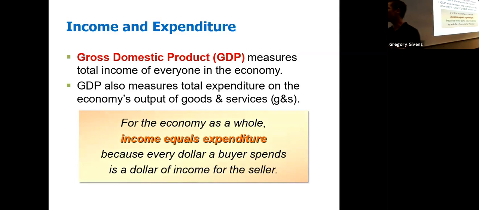For the economy as a whole, this is the first major fundamental idea from this section that you need to know and for sure will be tested on. For the economy as a whole, income equals expenditure. Now, what's the intuition there? Neff hit on this, right? Every transaction that takes place in our economy has basically two parties, right? A buyer and a seller. The expenditure for the buyer necessarily becomes the income for the seller.